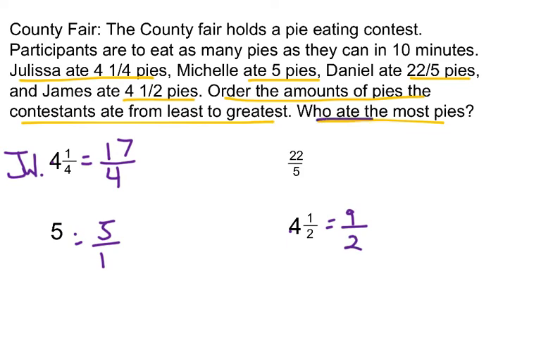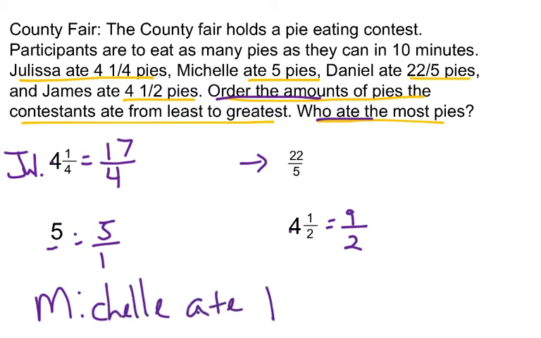So we can tell who ate the most pies probably already. If you just look at the whole number of 5, we know that's bigger than 4. So we know that that's greater. And if you look at 22 over 5, you can ask yourself, how many groups of 5 are in 22? Well, there's 4 with a remainder. So we know that this person only ate 4 pies. So if it didn't tell us to order the amounts, this is one of those math problems where we could solve it without doing much math. So we already know that Michelle ate the most.